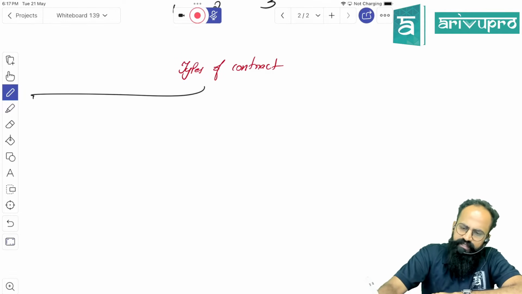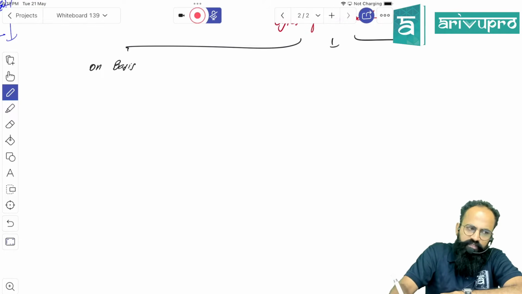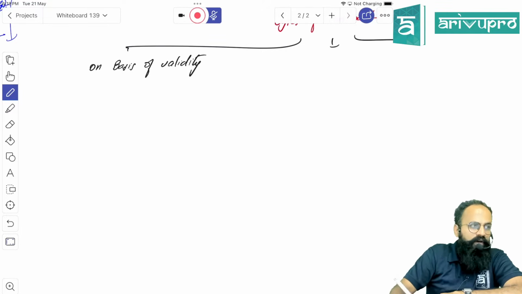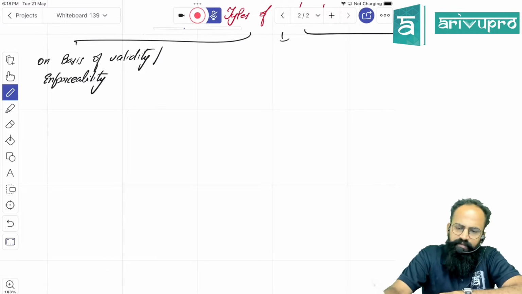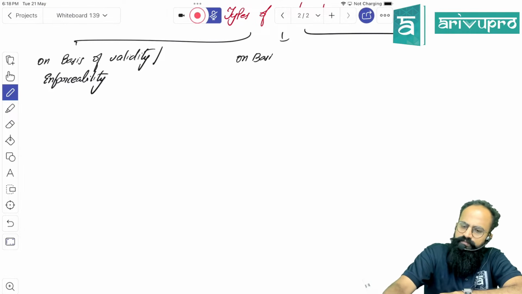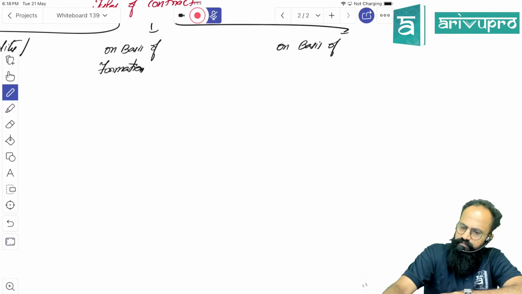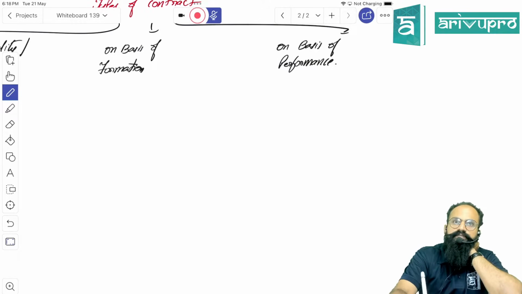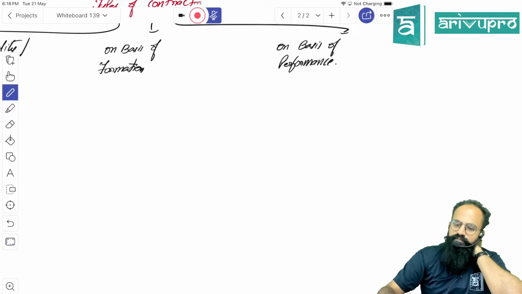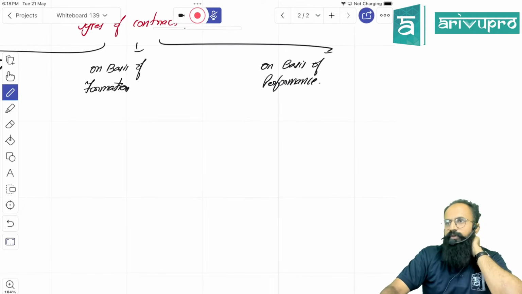Okay, types of contract, write down. There are 3 types of contract. The first one is called as on the basis of validity or enforceability. Next one, on the basis of formation. Next one, on the basis of performance. Copy down. We'll be writing under them. On the basis of validity or enforceability, on the basis of formation, on the basis of performance. Copy down.